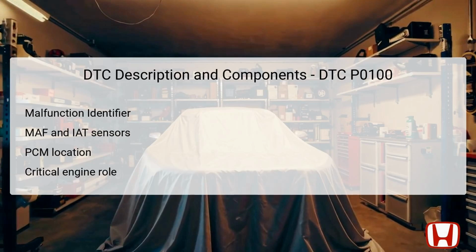The DTC P0100 specifies a malfunction within the MAF sensor circuit. This pertains to the electronic signals that connect the MAF sensor to the powertrain control module, PCM, which interprets these signals to maintain engine performance. The MAF sensor detects the volume of air entering the engine, while the IAT sensor measures the temperature of this air. Both sensors are typically integrated within the same connector, ensuring that the PCM can promptly analyze their readings.